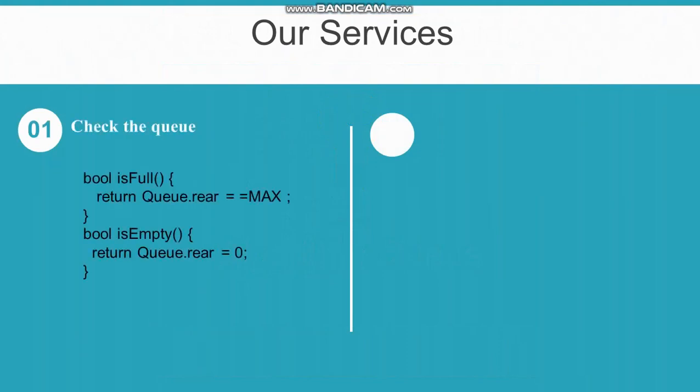First, check the queue. Two functions are used to check the queue: isFull, to check if the queue is full, and isEmpty, to check if it is null. In the isFull function, if the value of queue.rear equals the maximum, it returns true, and false if not. In the isEmpty function, if the value of queue.rear equals 0, it returns true, and false if not.